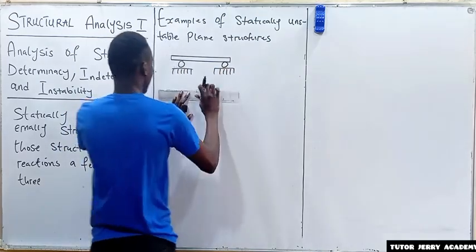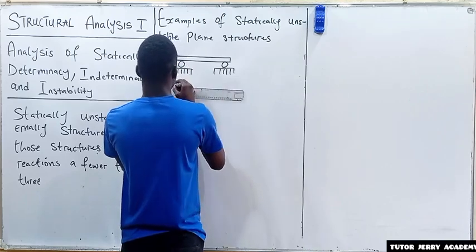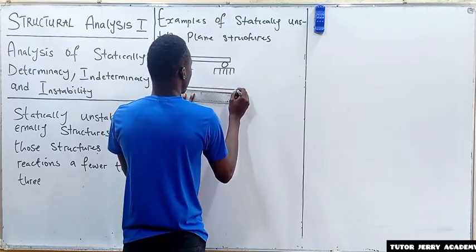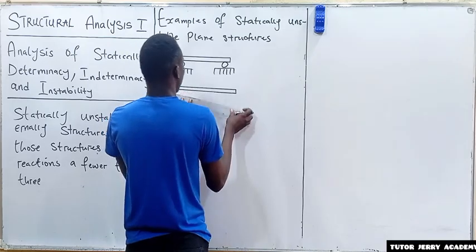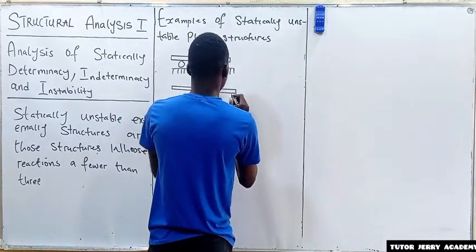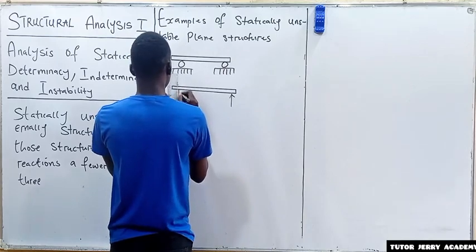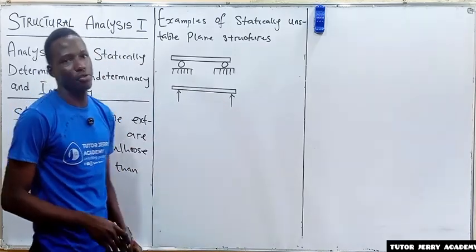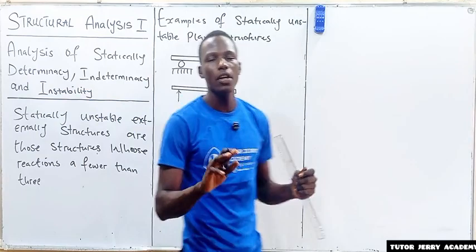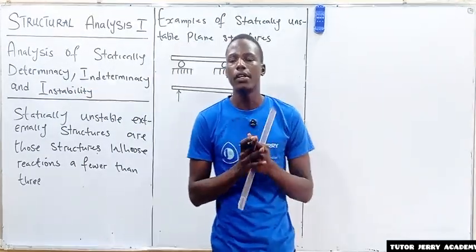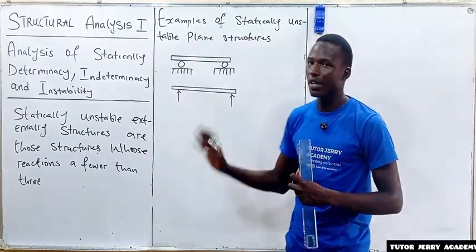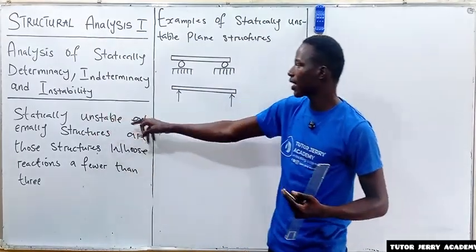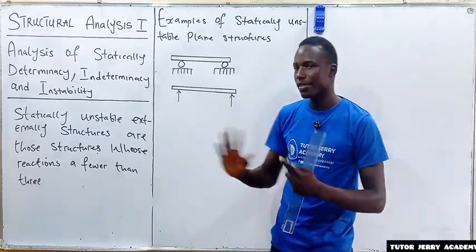All right. So this is the free body diagram here. In a roller support, we have just one reaction, which is going upward, vertical. So you can see for this beam now we have 2 reactions. This is a typical example of a statically unstable plane structure. You can see that we have just 2 reactions here. Now take note of that. So far we have defined what a statically unstable external structure is and its example.